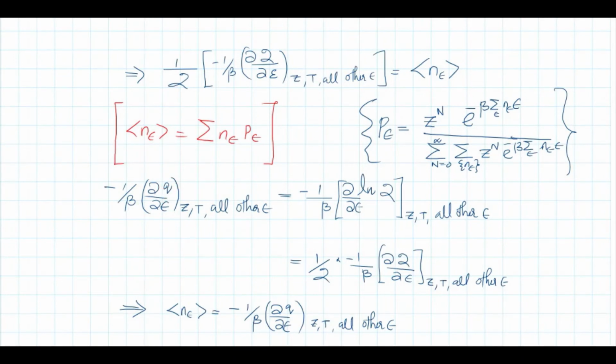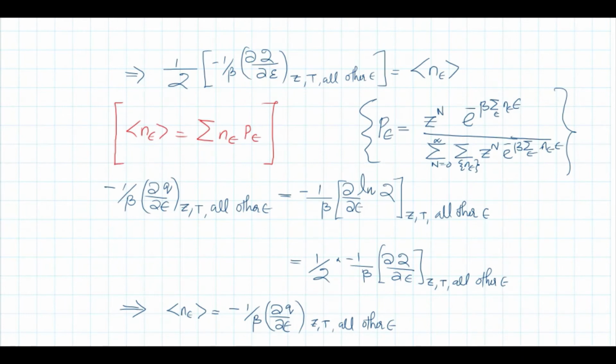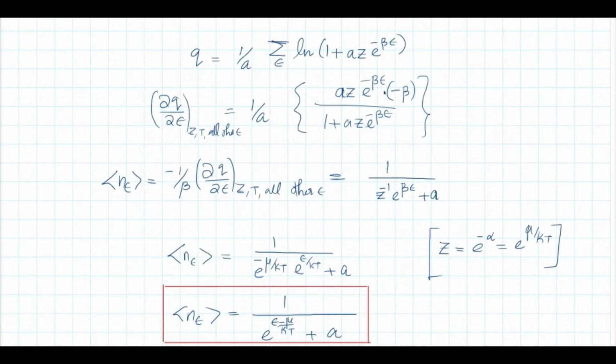Now consider this quantity minus 1 by beta dou q by dou epsilon. q is nothing but log theta. So this is minus 1 by beta dou by dou epsilon of log theta, and dou by dou epsilon of log theta is nothing but 1 by theta into dou theta by dou epsilon, and this quantity is exactly what you have on the left hand side. So you can replace the left hand side with minus 1 by beta dou q by dou epsilon. So the occupation number is given by minus 1 by beta dou q by dou epsilon, keeping z, t and all other epsilon values constant. This is the equation for the occupation number.